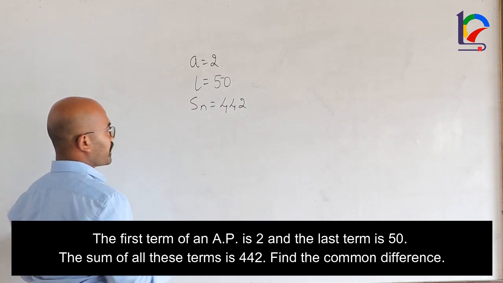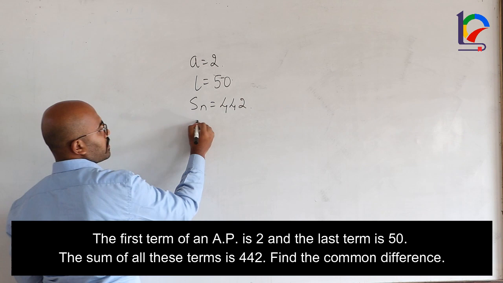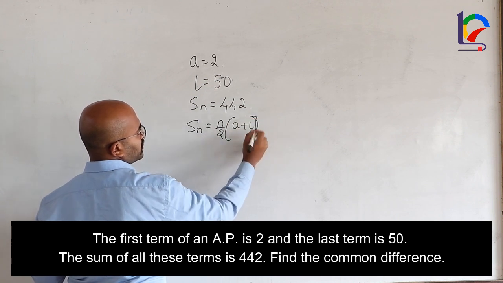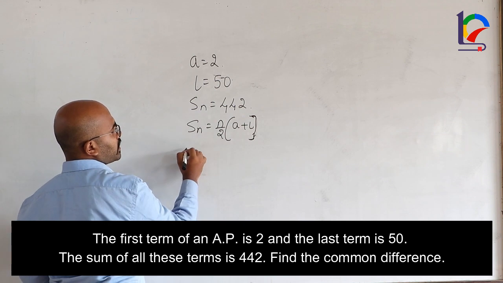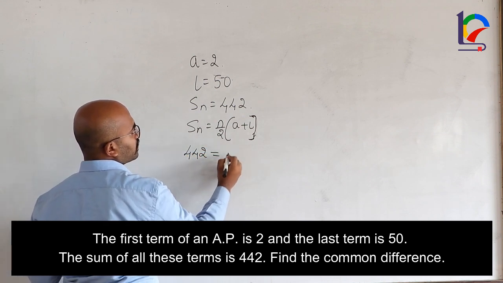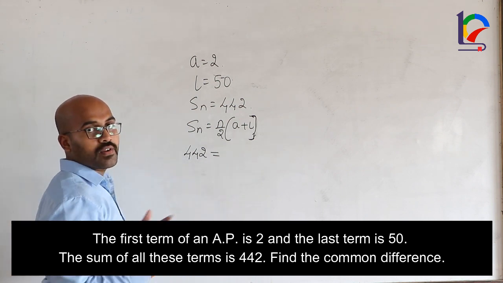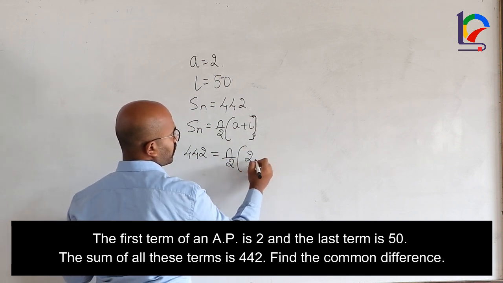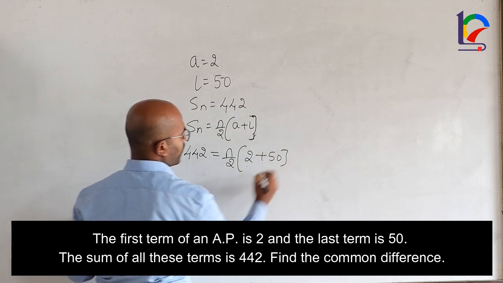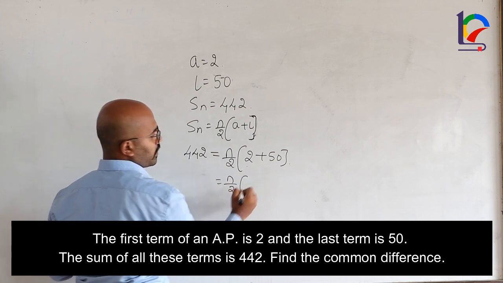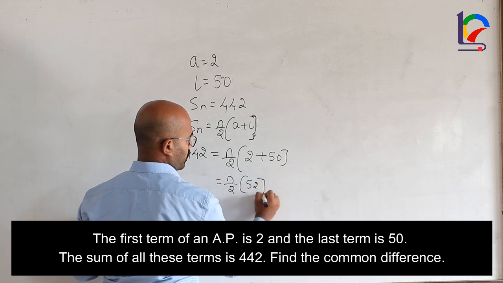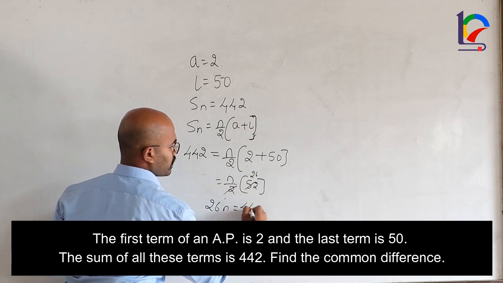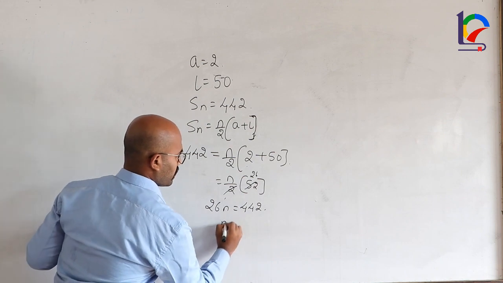So as we did in the last problem, when the first term and the last term are given, Sn is equal to n by 2 into a plus l, where a is the first term, l is the last term. So Sn is 442, equal to n by 2. What is the value of a? 2. What is the value of l? 50. So n by 2, 50 plus 2 is 52, 2 ones are 26. So 26n is equal to 442.